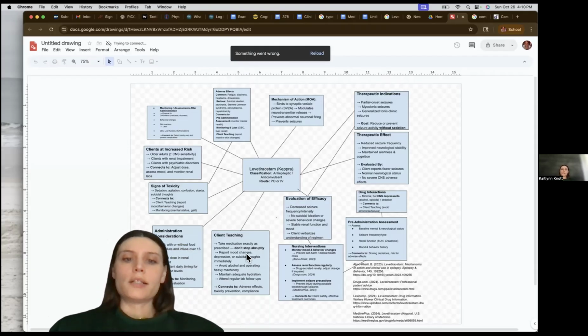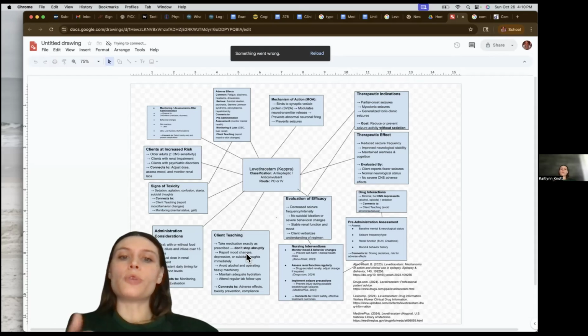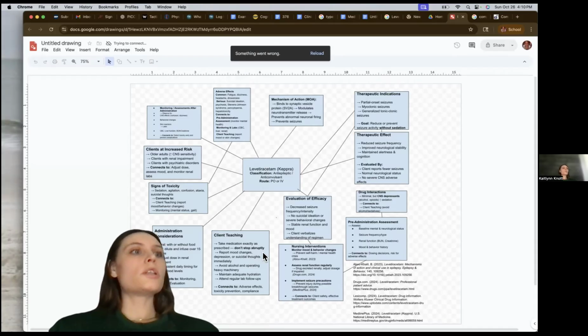Client teaching: take medication exactly as prescribed, do not abruptly stop, report mood changes, depression, or suicidal thoughts immediately, avoid alcohol and operating heavy machinery, maintain adequate hydration, and attend regular lab follow-ups. This connects to the adverse effects, toxicity prevention, and compliance.